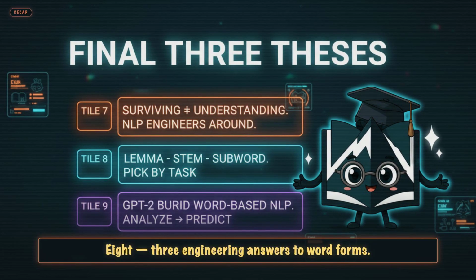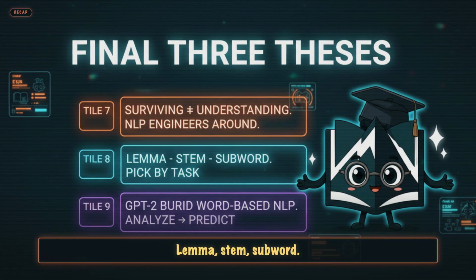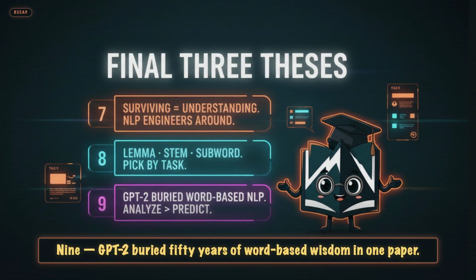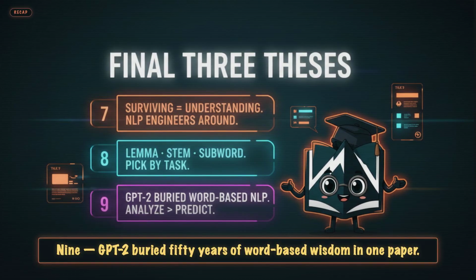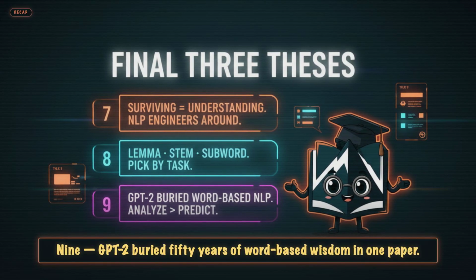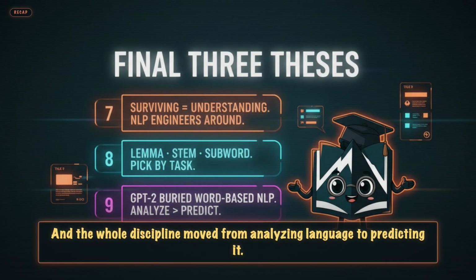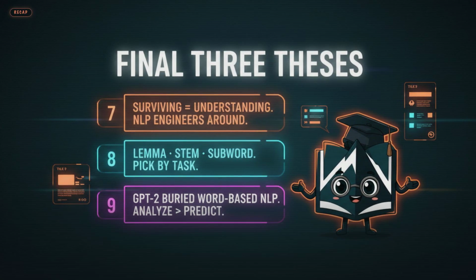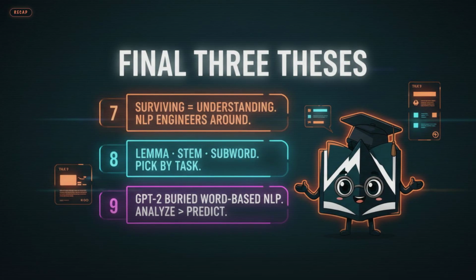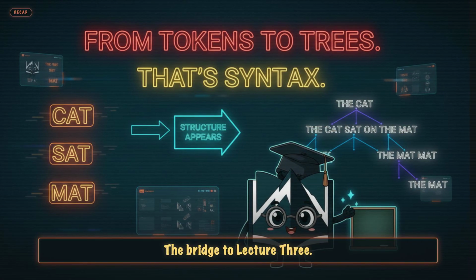3 engineering answers to word forms: lemma, stem, subword, pick by task. 9. GPT-2 buried 50 years of word-based wisdom in one paper, and the whole discipline moved from analyzing language to predicting it. Those are the 9 ideas. Beat 3. The bridge to Lecture 3.